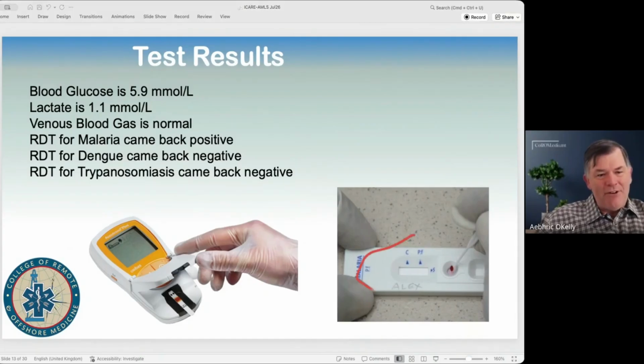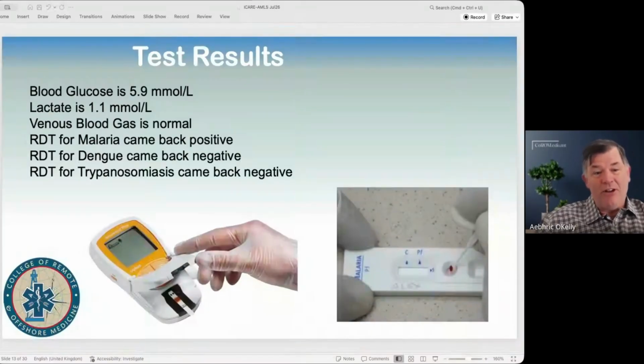So let's have a chat about malaria. And those of you who have heard me in class in Malta, you know I can't go very far without having a chat about malaria. So right here, this says PF, falciparum, Plasmodium falciparum. So that's the big one.